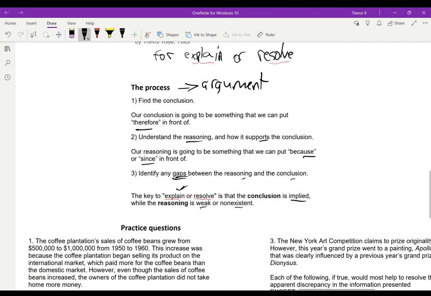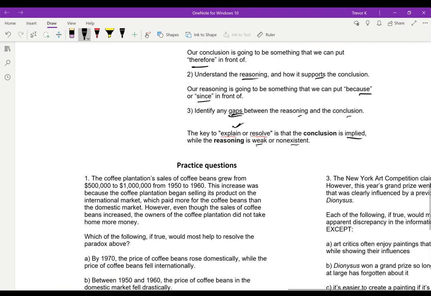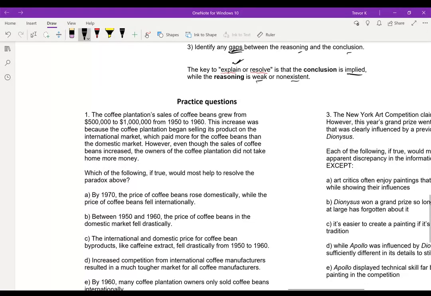Let's go straight to the practice questions. So let's start with practice question 1. Now notice I'm going to spend a lot more time on the stimulus than I am on the answer choices. I think that's really important. You understand the stimulus as an argument first. You don't get distracted with the answer choices until the very end.